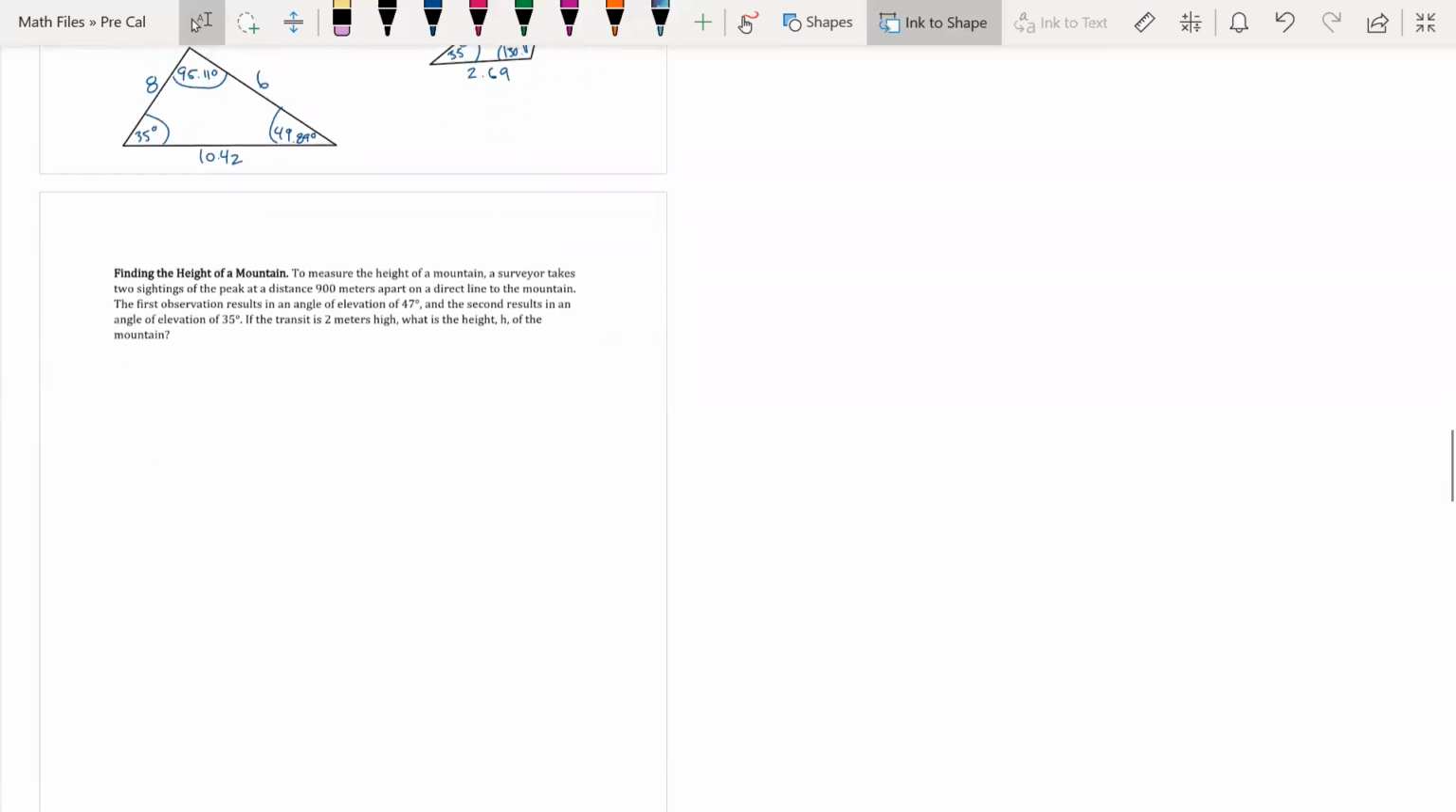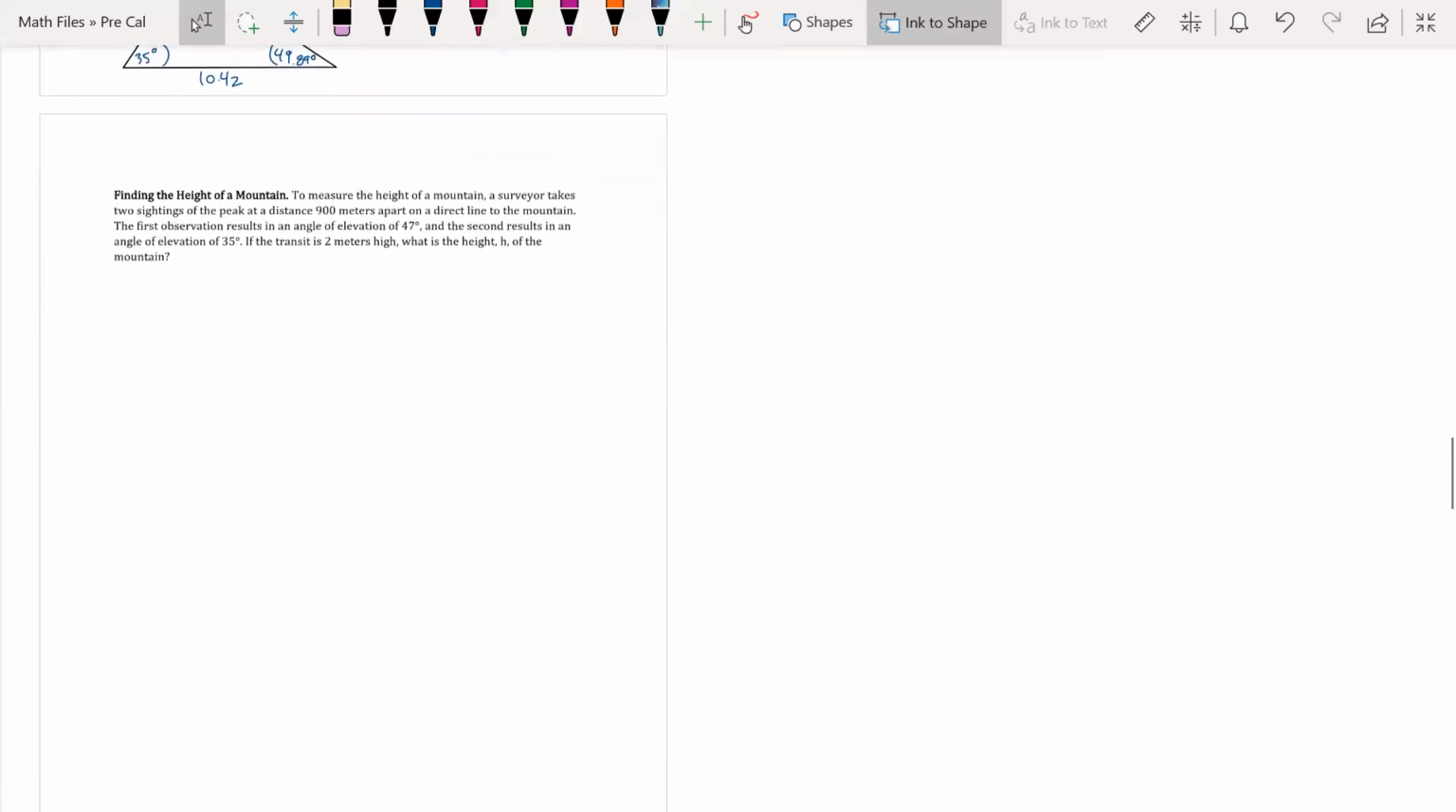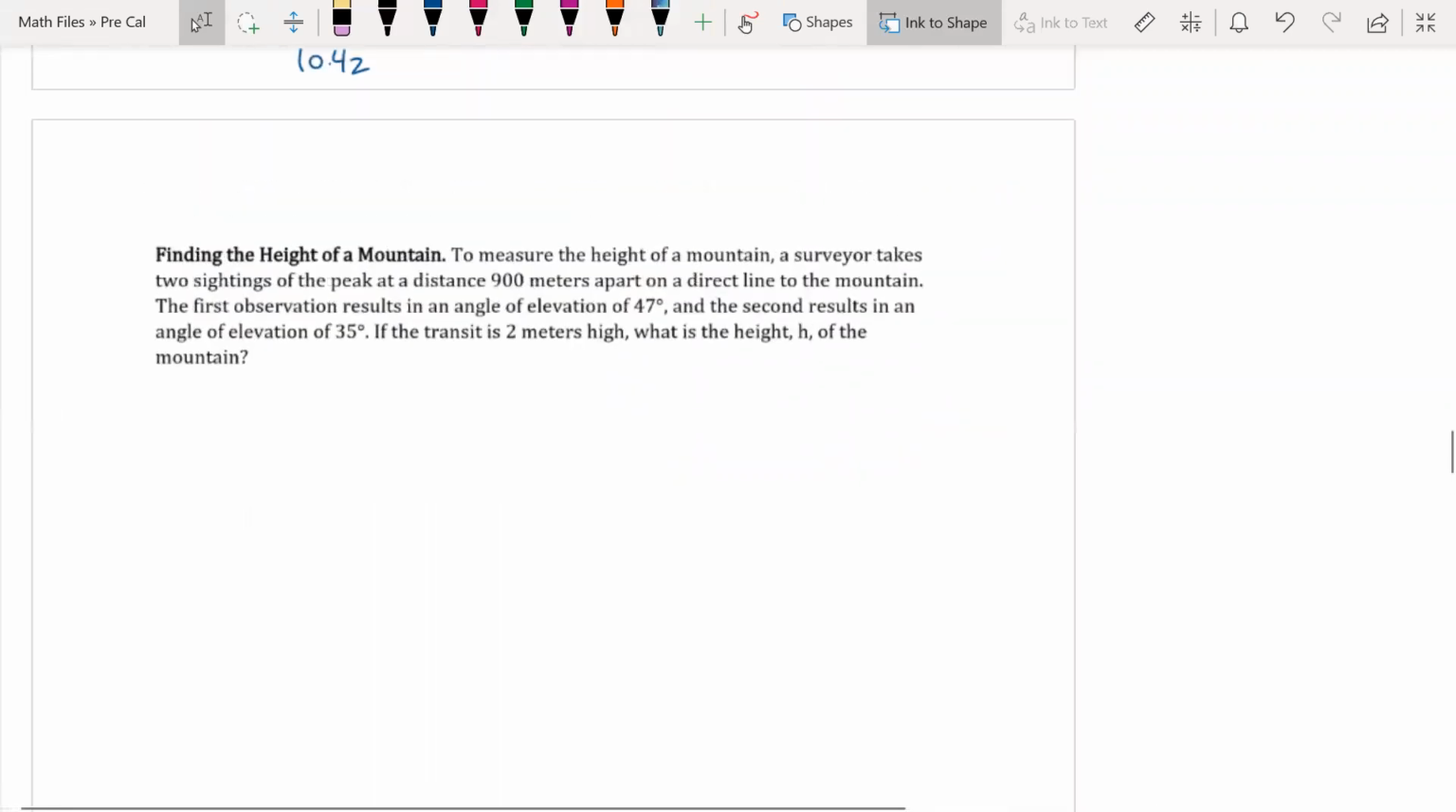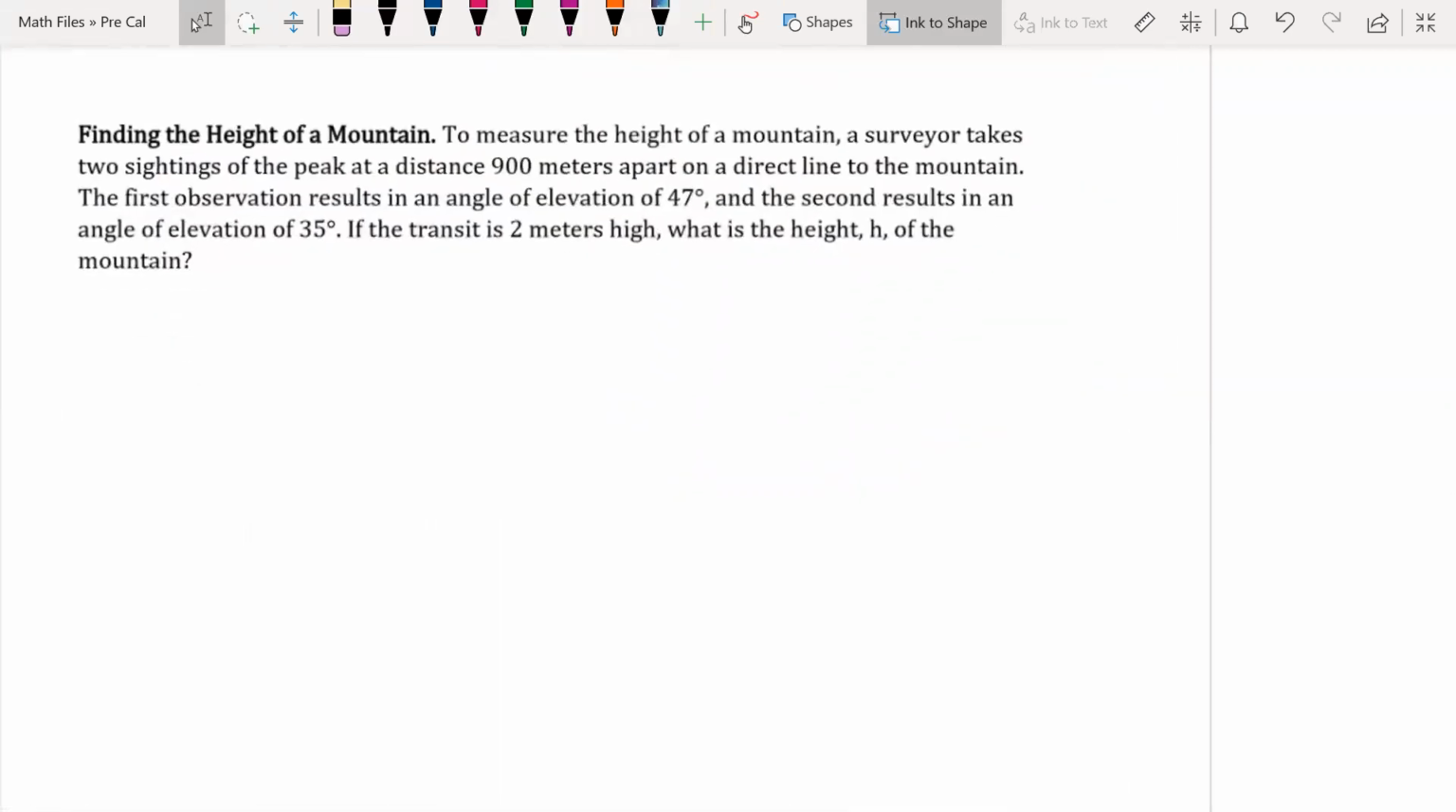All right. Okay, now on to word problems. To measure the height of a mountain, a surveyor takes 2 sightings of the peak at a distance 900 meters apart on a direct line to the mountain. The first observation results in an angle of elevation of 47 degrees, and the second results in an angle of elevation of 35 degrees. If the transit is 2 meters high, what is the height h of the mountain?